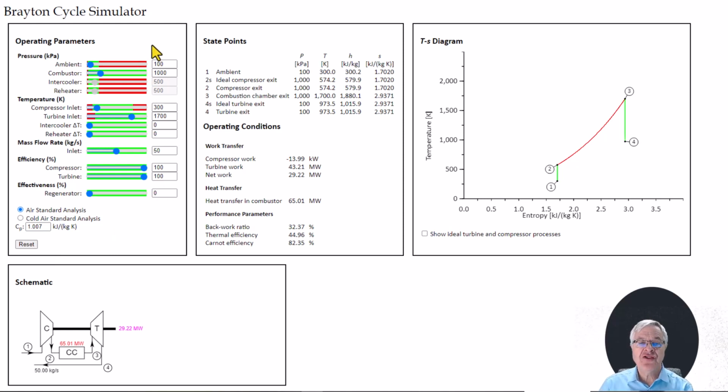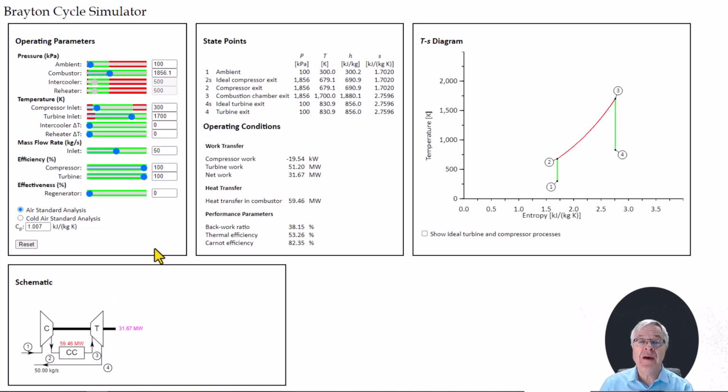The first thing we'll change is the combustor pressure, and you'll notice that as we increase the combustor pressure, this pressure increases. Notice that the TS diagram only shows 3 processes: the compressor, the combustion chamber, and the turbine. The second fictitious heat exchanger that takes us back from 4 to 1 is not shown because it's not part of the gas turbine schematic.